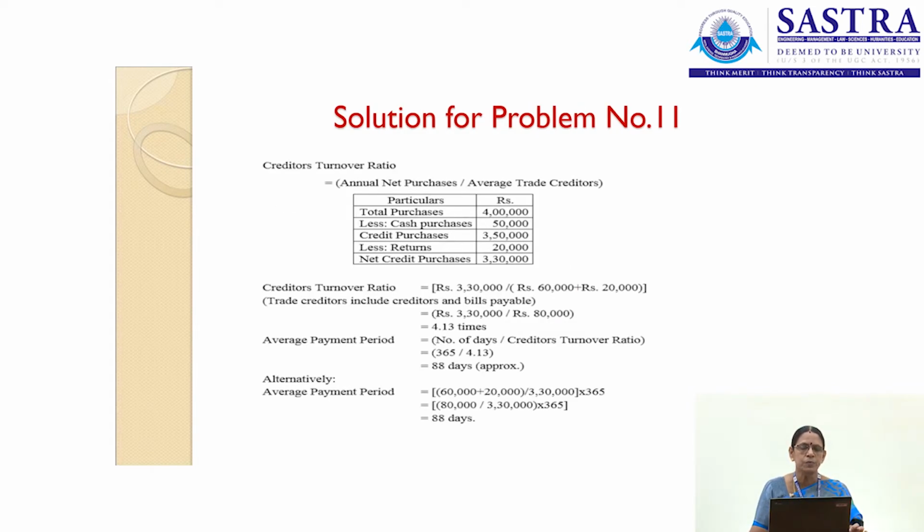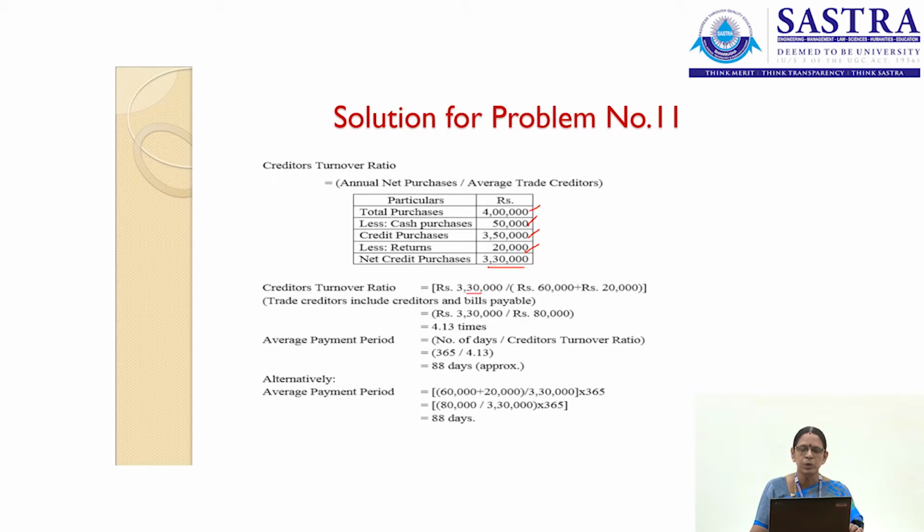Creditors turnover ratio is annual net purchases divided by average trade creditors. See, we have calculated your net credit purchases. 4 lakh rupees is your total purchases, less your cash purchases 50,000, gives credit purchases 3,50,000, less your returns 20,000, we get 3,30,000 as your net credit purchases.